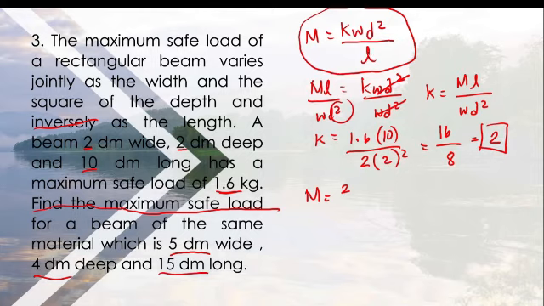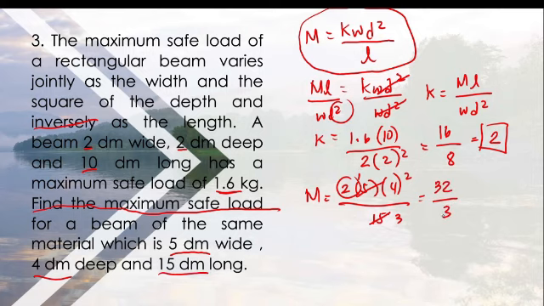So, 2 which is the constant, W is the width, so that is 5. And then, the depth is 4. So, lagyan lang natin ng square. Over the length, which is 15. Okay, so simplify natin ito. We can already simplify this, yung 5 tsaka yung 15. So, pwede na itong 1. Kasi ito ay 3. So, 2 na lang to. Tapos, 4 squared is 16 times 2. That is 32 over 3.